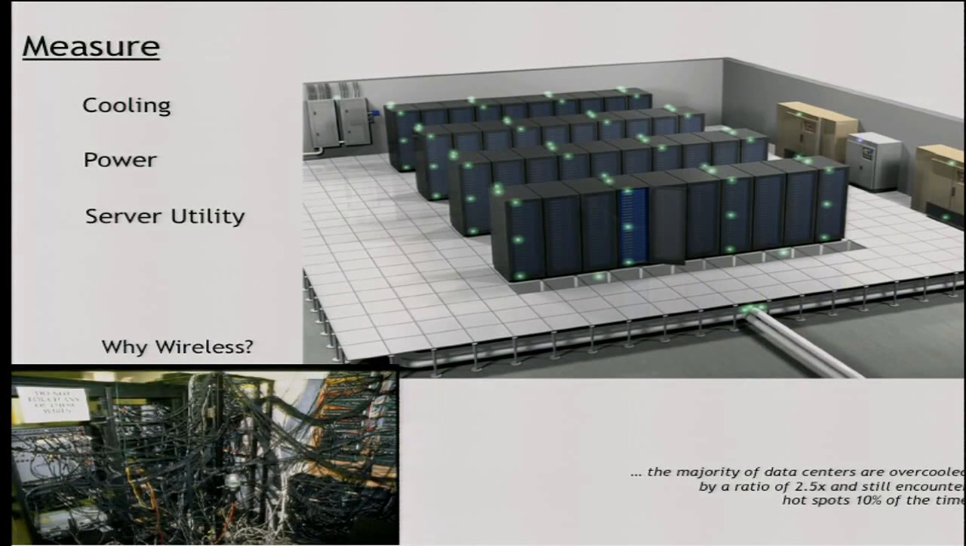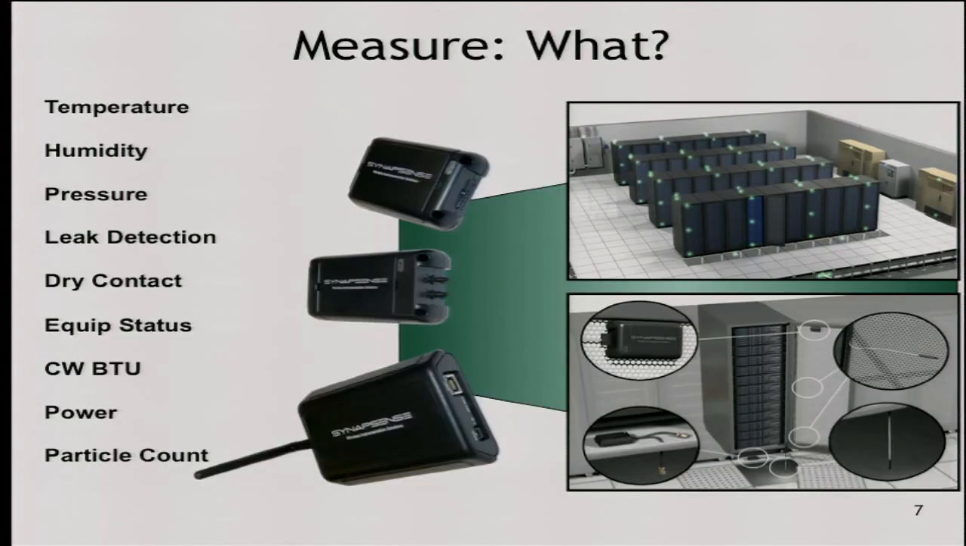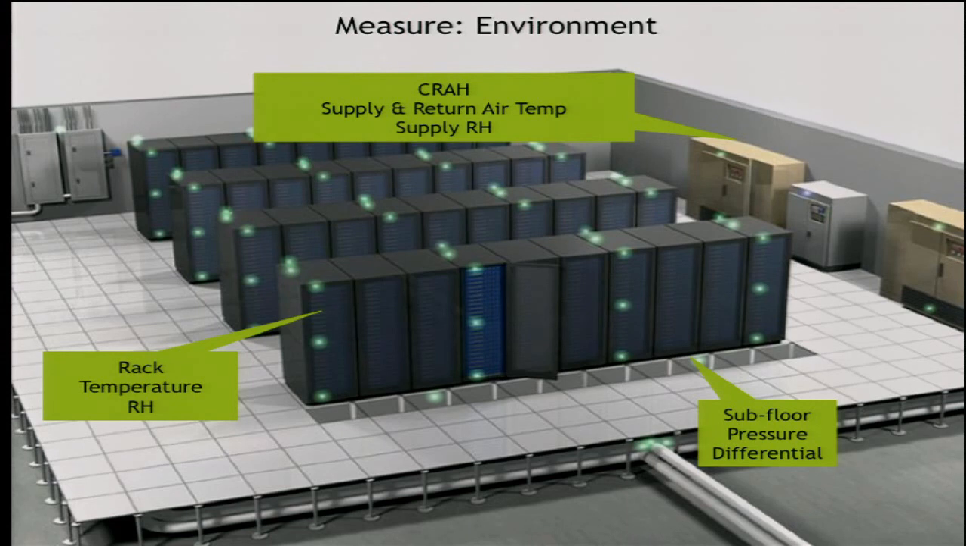Okay? So let me first go through the measure part. What are the things we are measuring today? What we measure today, of course, is cooling and power. We can also measure servers' utility in terms of how loaded they are. We use all these different kinds of things like temperature, humidity, pressure, leak detection, anything physical that you want to measure. We can measure those either through a wireless network or a wired infrastructure. It doesn't matter where this resource comes from. And the way we do this measurement is that we deploy these devices on these different racks.